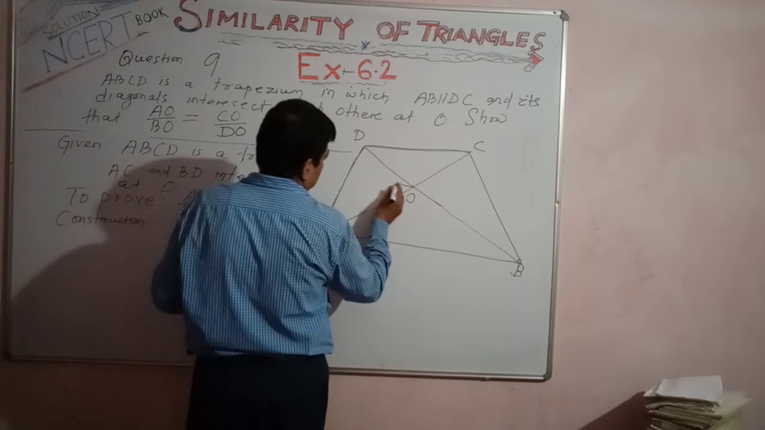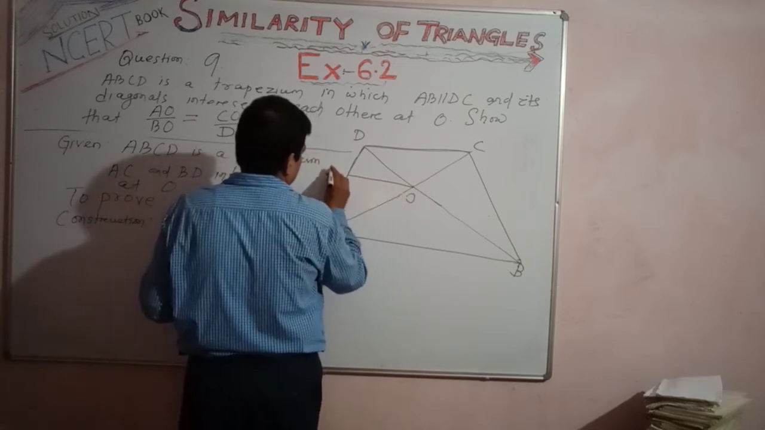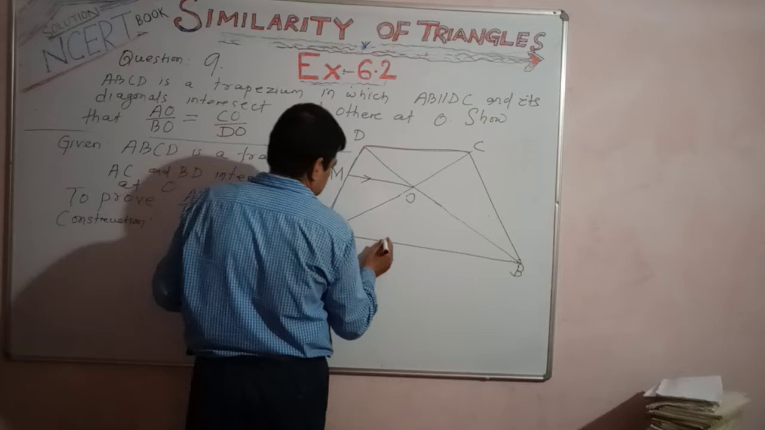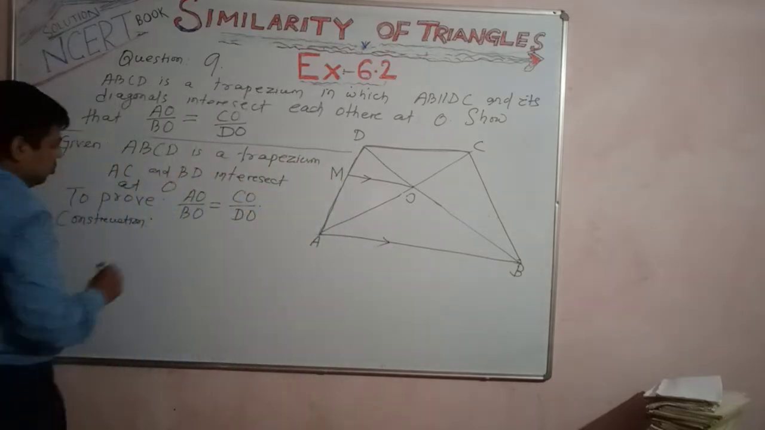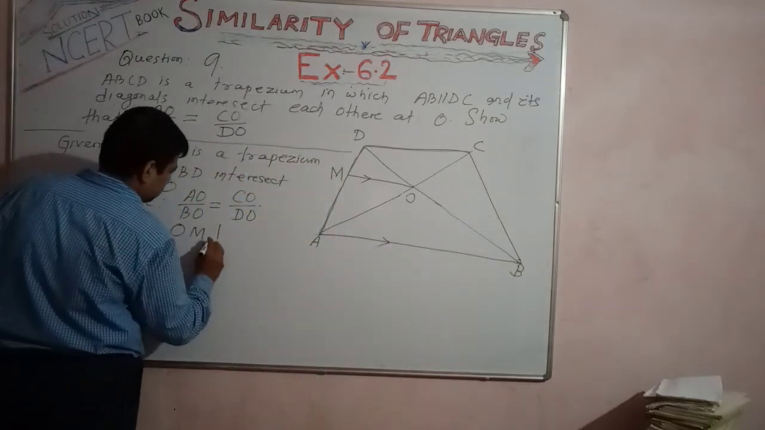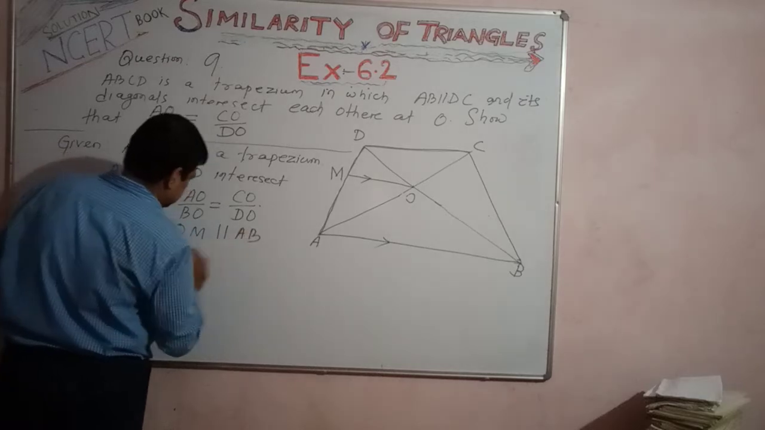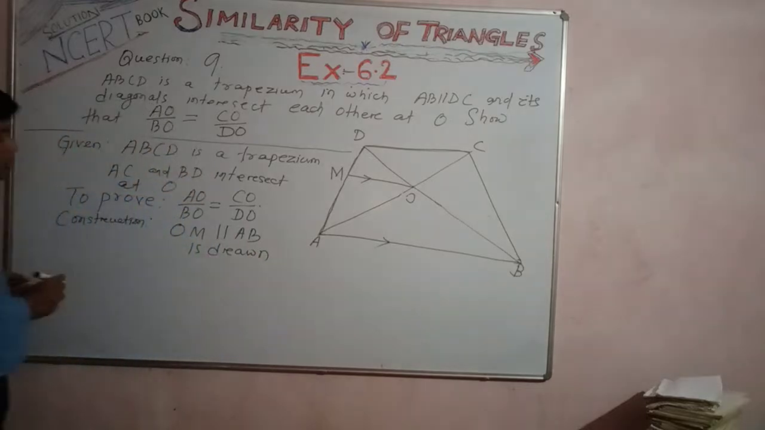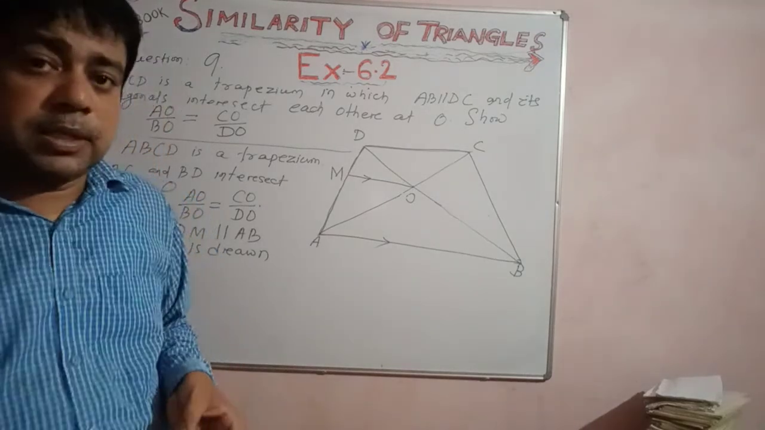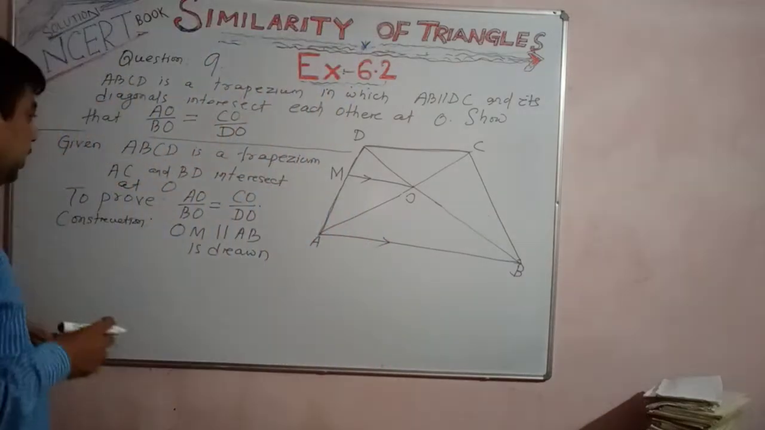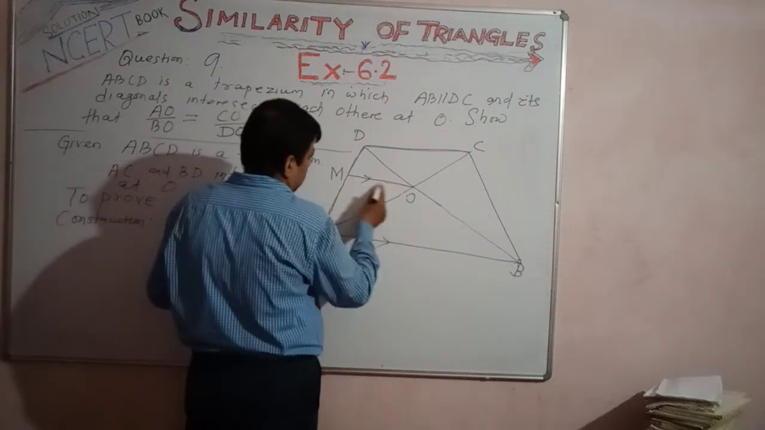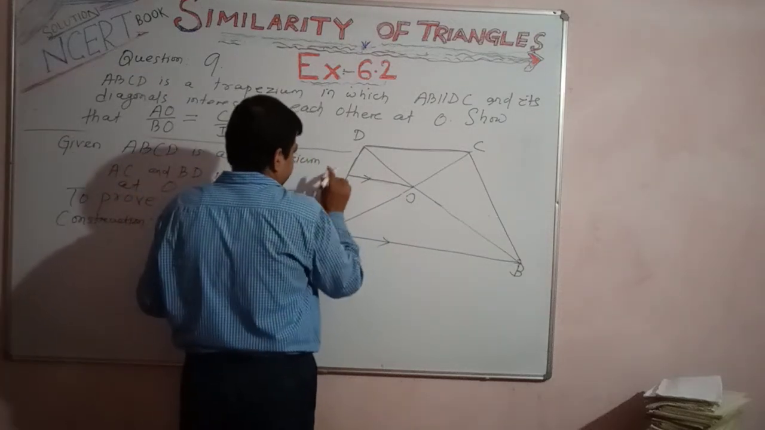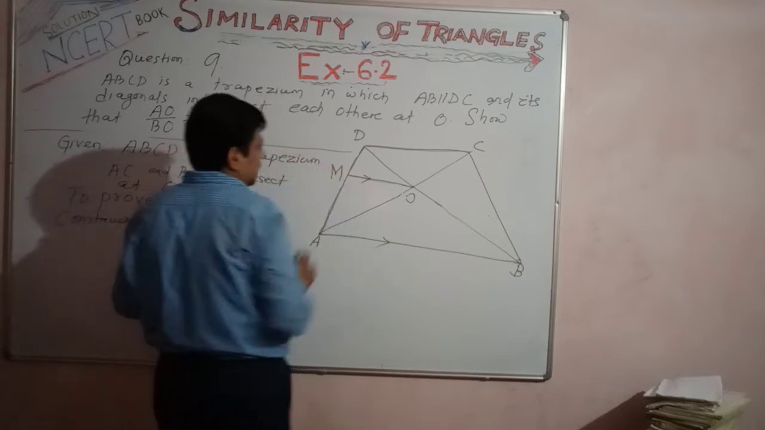Through the point O, draw OM parallel to AB, which intersects AD at the point M. This is the construction for the required statement. Understand? So OM parallel to AB is done.